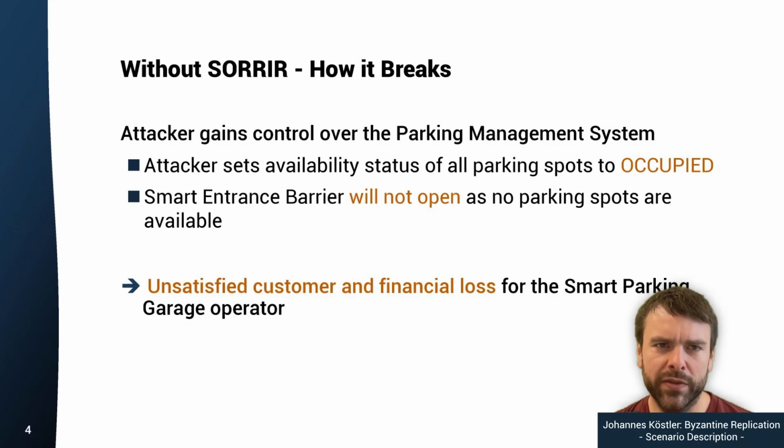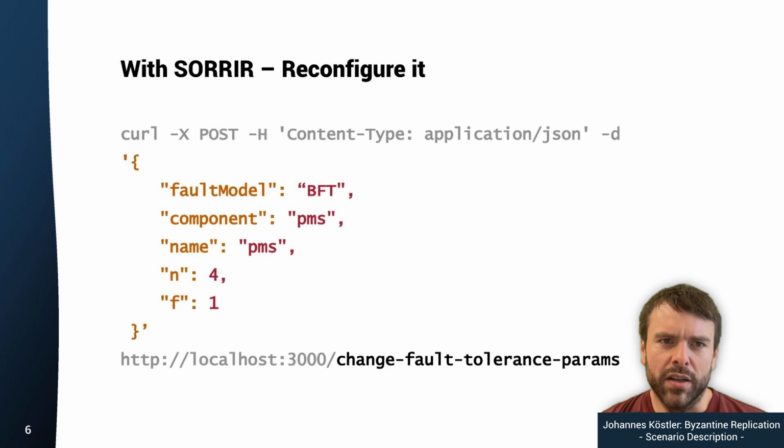In scenario 5.2, we once again replicate the parking management system. We assume that an attacker gained control over the parking management system and changed the availability status of all parking spots to occupied. As a consequence, no customer is able to issue a reservation, even if all parking spaces in the garage are free, which in turn generates large losses for the parking garage operator.